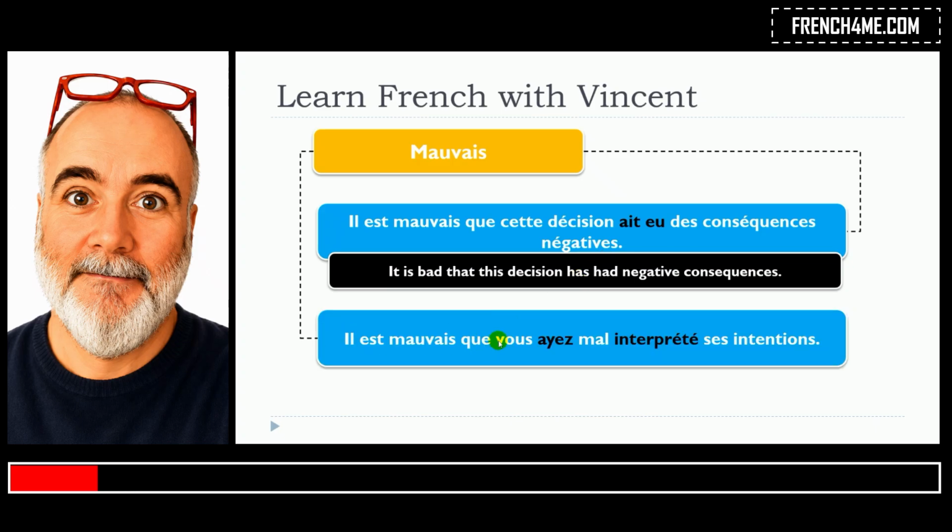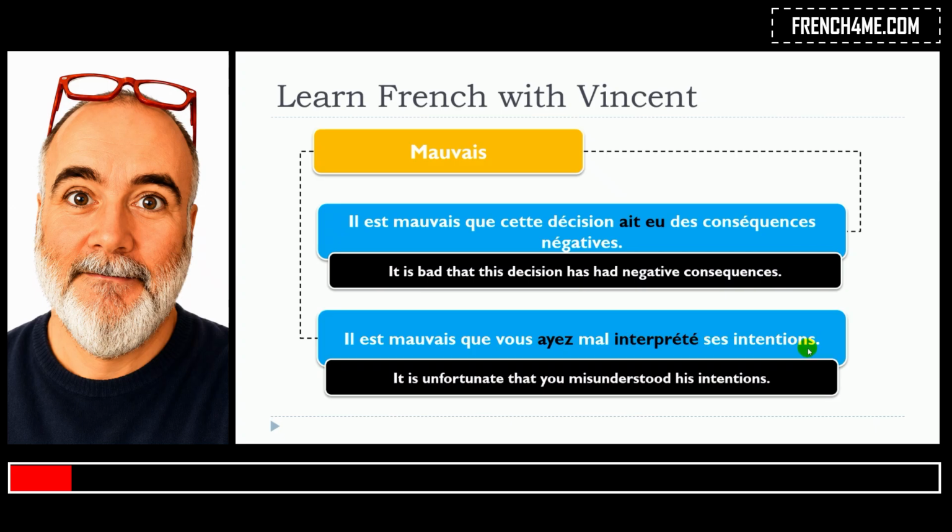Il est mauvais que vous ayez mal interprété ses intentions.